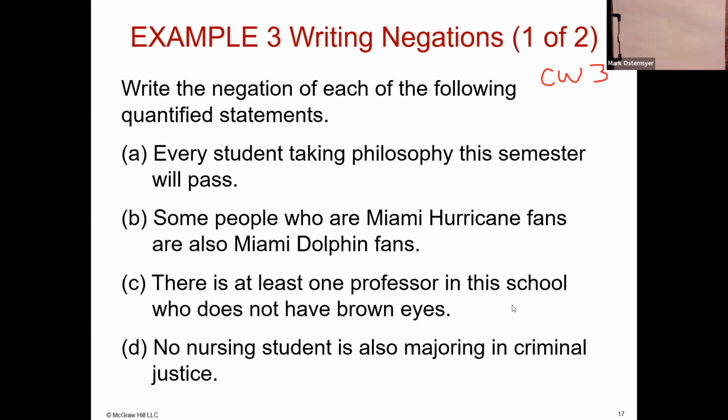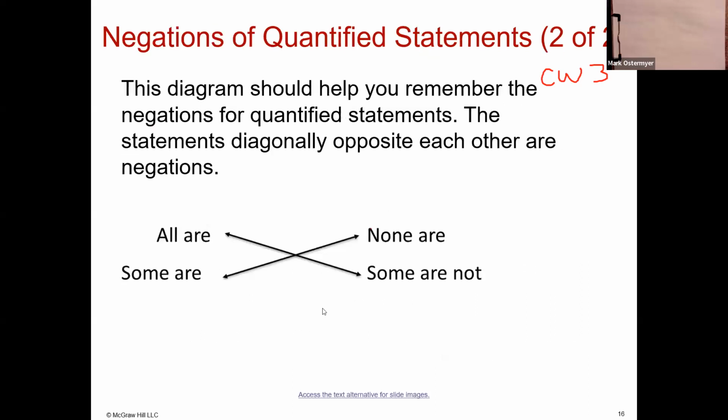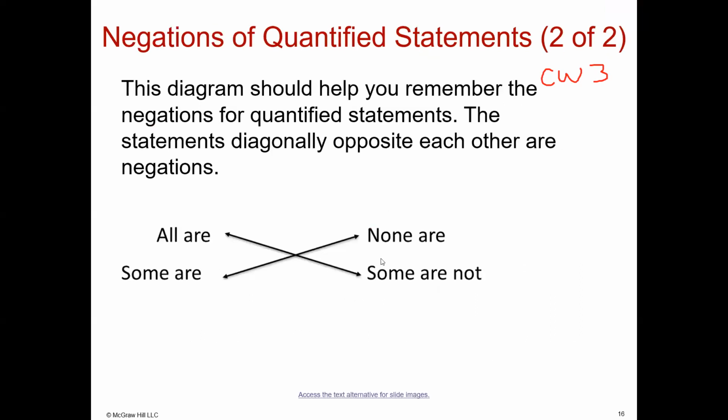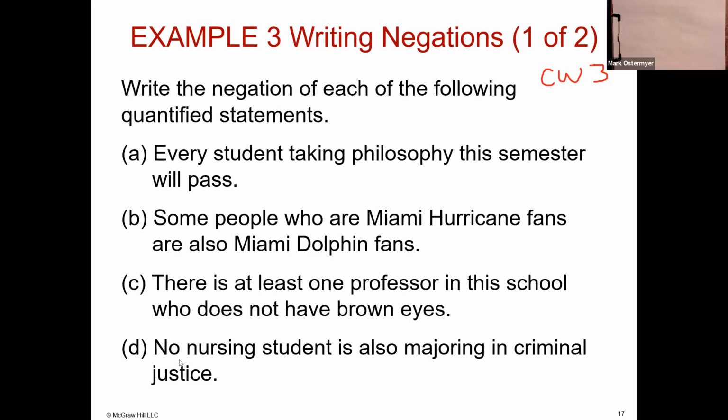D, no nursing student is also majoring in criminal justice. What's the negation of the word no? None are, some are. So you could say some nursing students are also majoring in criminal justice. Okay. All right.